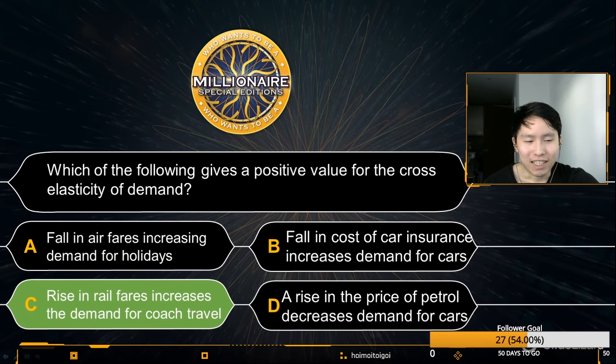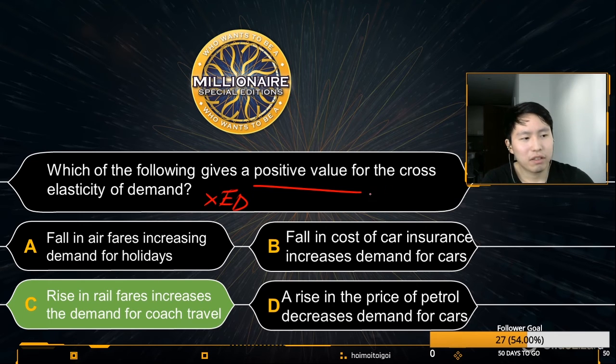So it's C, yeah? Let me explain. If it's got a positive value for XED, then it's got to be substitutes for the two goods. And now all we need to do is to look for a pair of substitutes in the answer. So we know car insurance and cars, you need one another to drive a car, right? That means they're complements, not substitutes, so it won't be B.